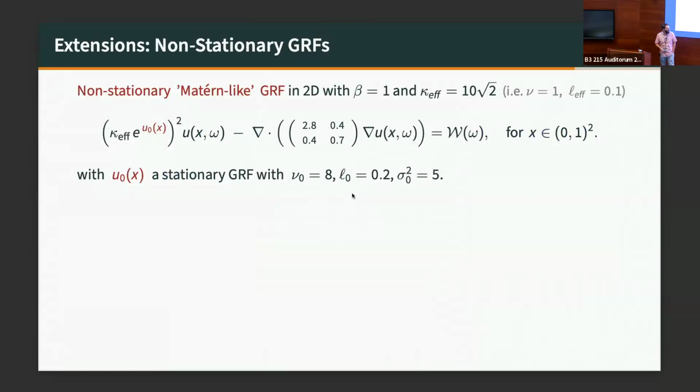I also said that you can do non-stationary. For non-stationary, we're taking now a sort of a deep Gaussian process where we make the log of the correlation length itself a Gaussian random field, a stationary one. So the correlation length we make stationary, but we feed it into the SPDE that makes a non-stationary Gaussian random field for the actual random field.